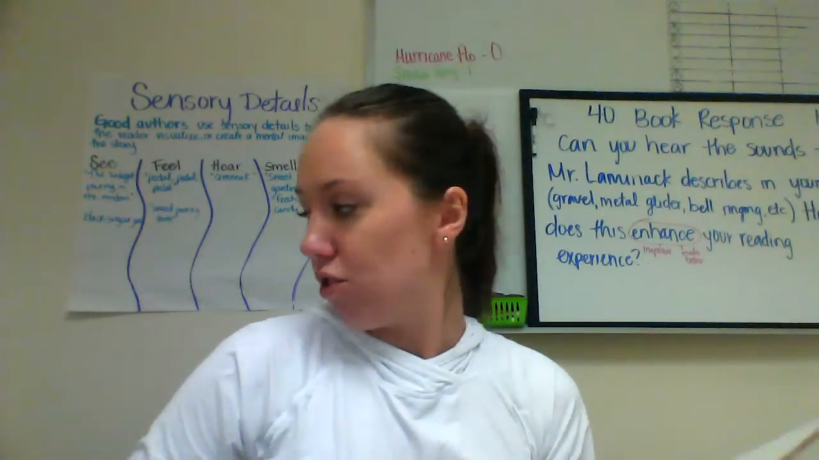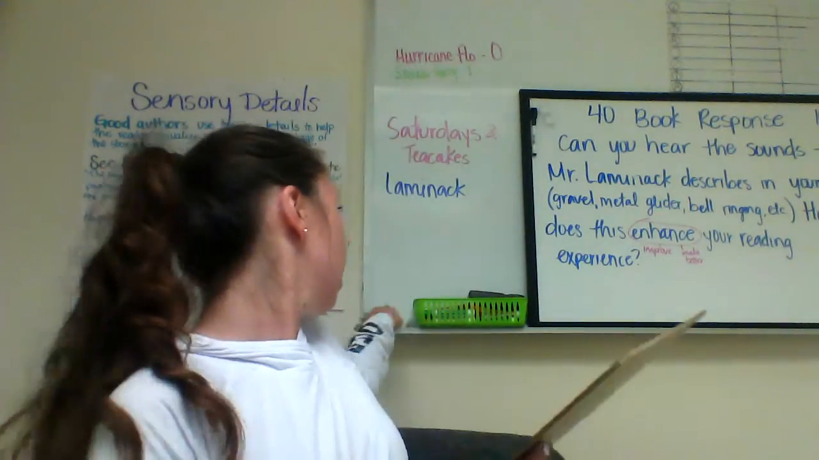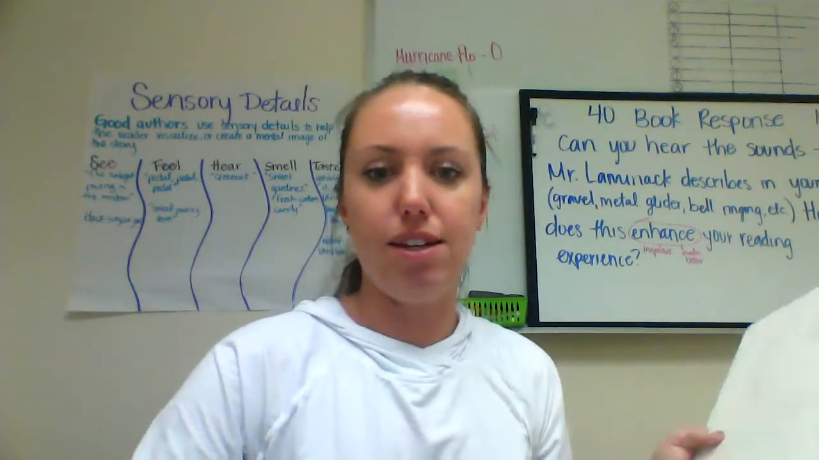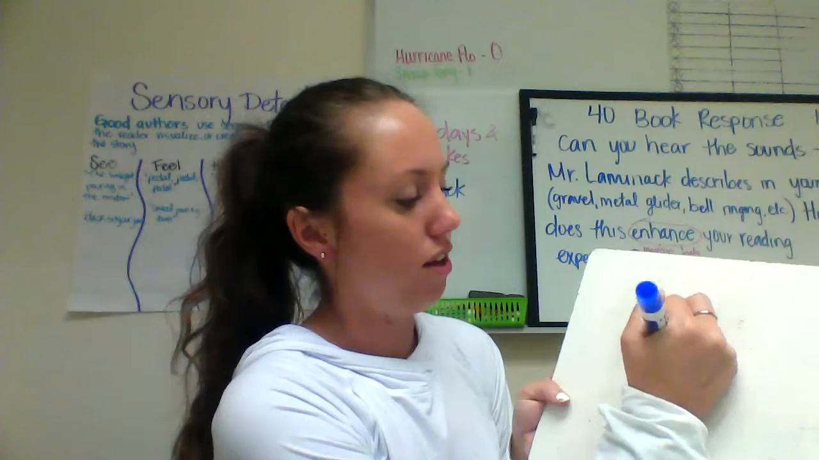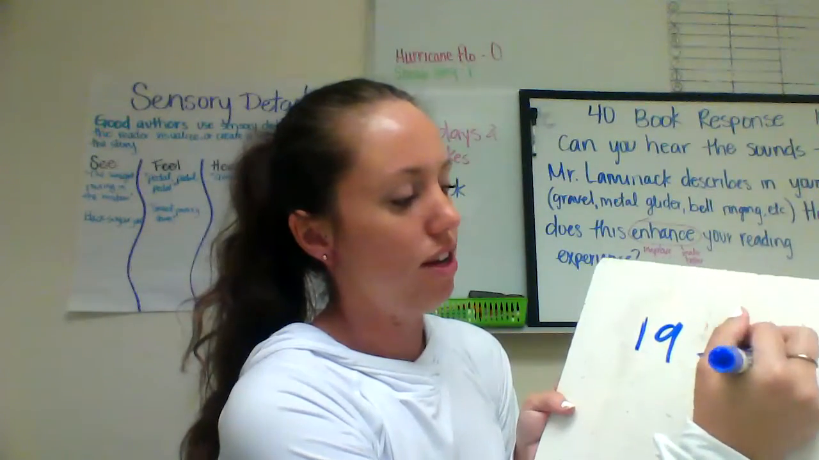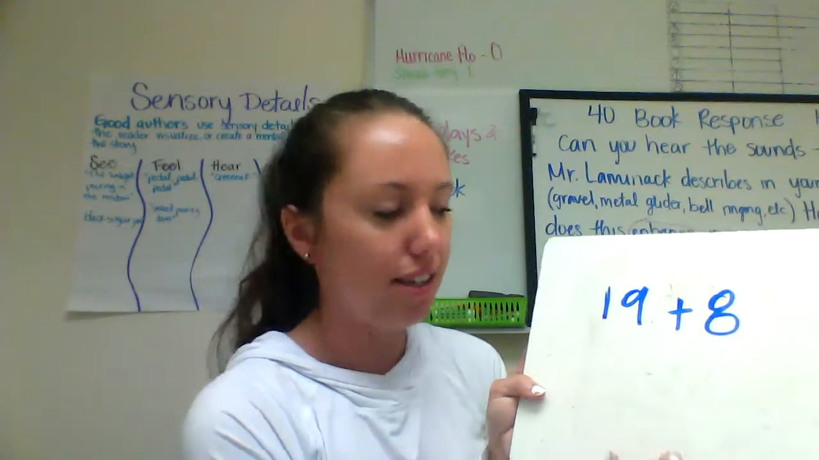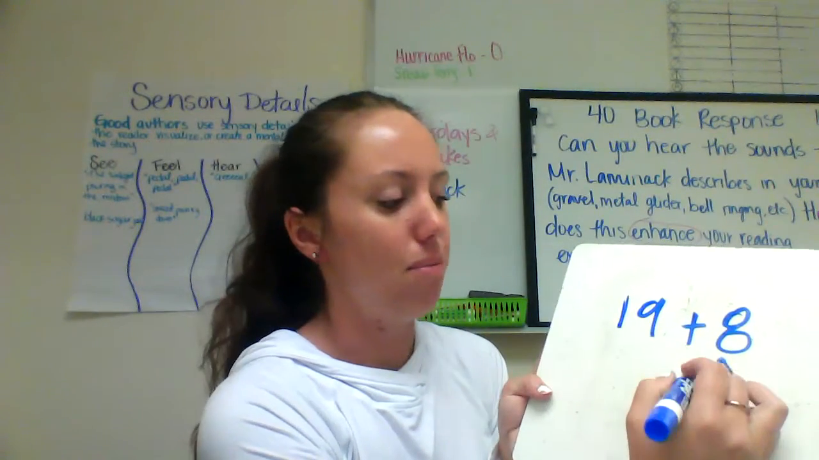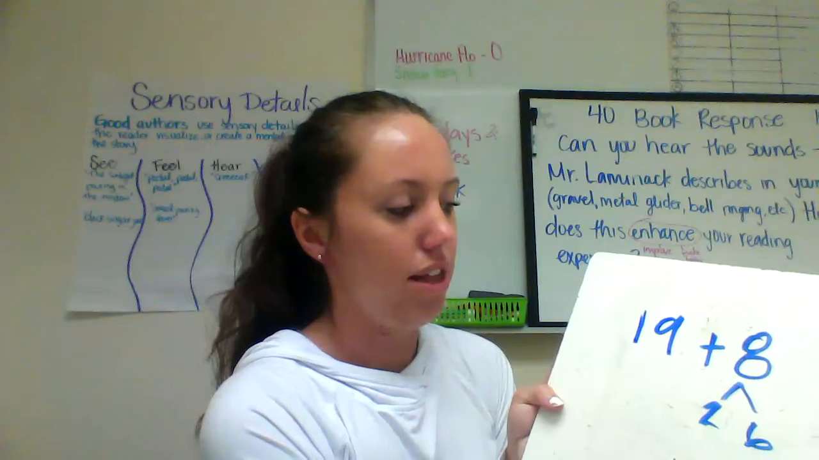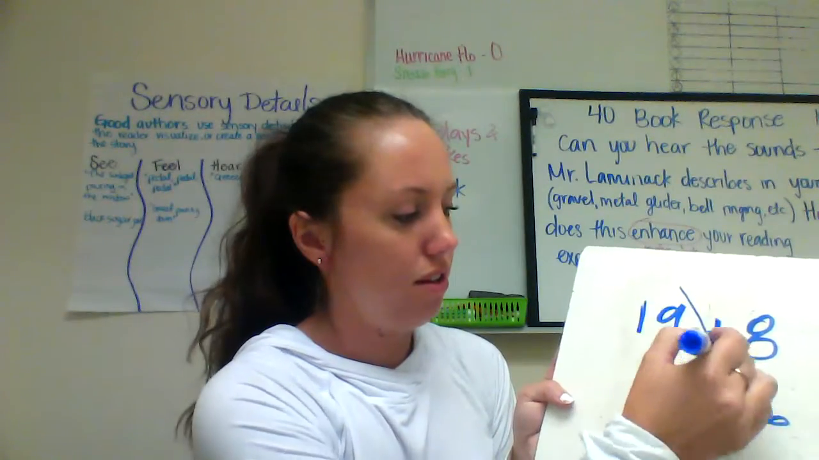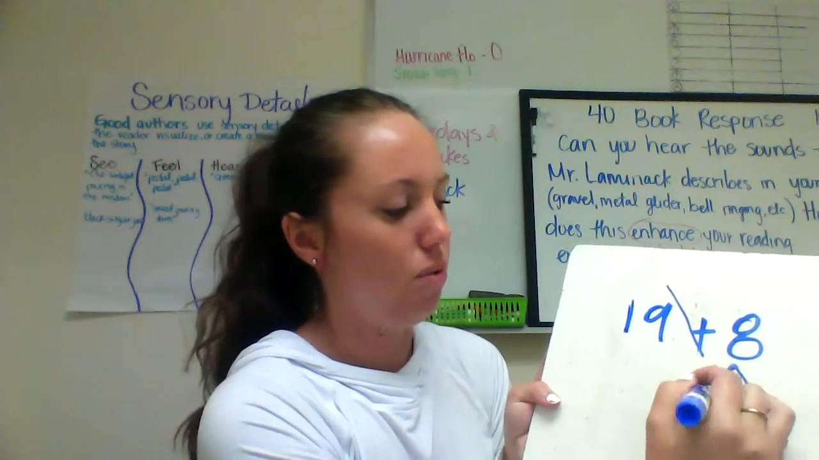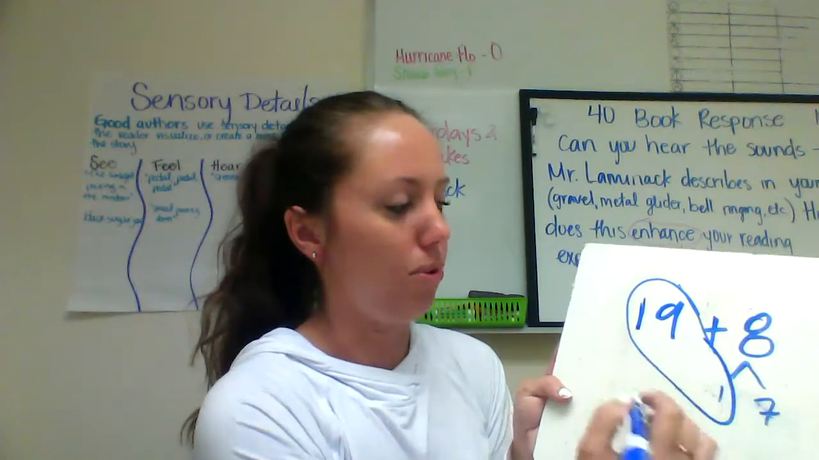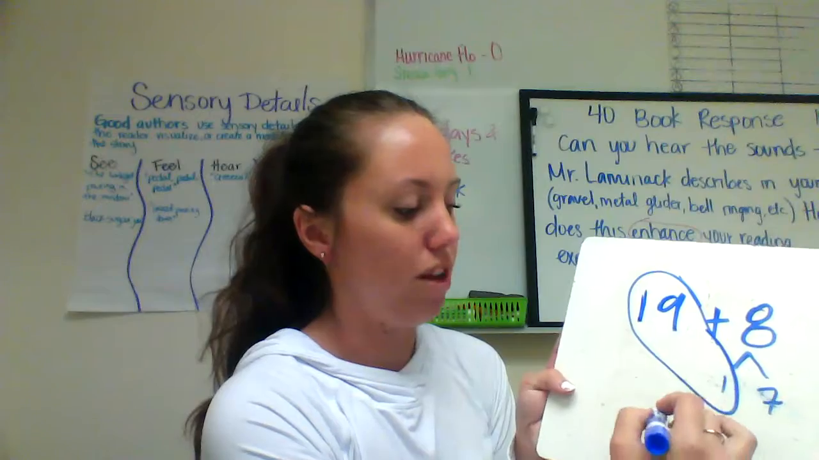We took that strategy and even went a little further into using not only making a 10, but making multiples of 10. So if I had the equation 19 plus 8, I can still break apart my 8. This time I'm going to choose 1 and 7. 19 plus 1 gives me 20.